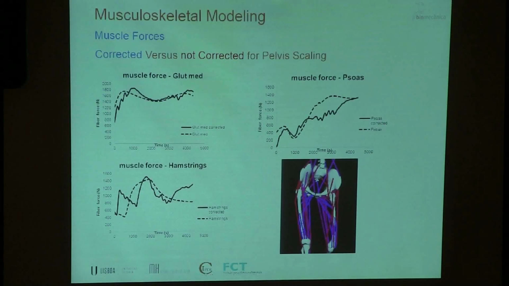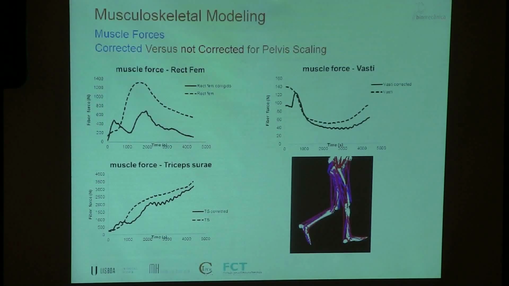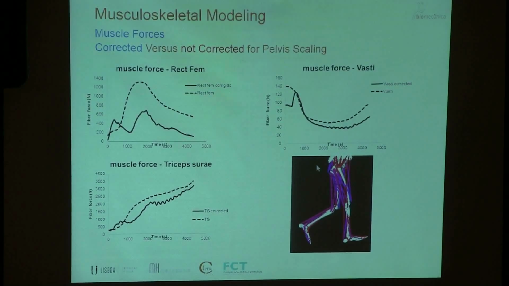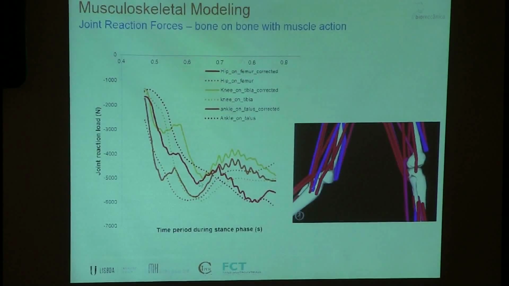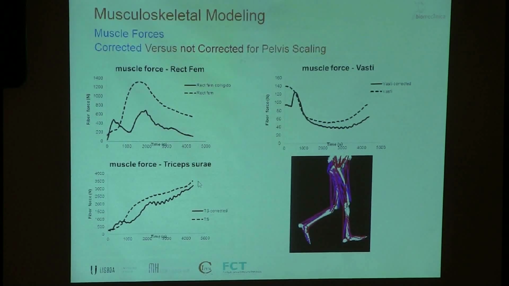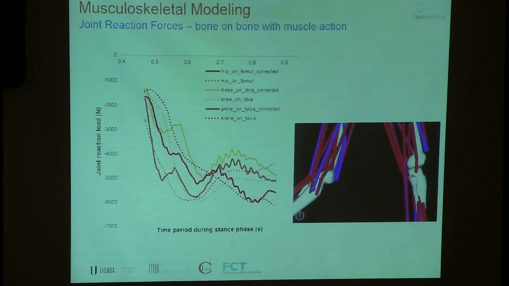So not correcting will tend to overestimate the force that the muscle needs to produce. But this can be very different for rectus femoris, for instance. For the knee muscles, usually that difference is even higher than for the hip muscles. And as a consequence, when we add all the tension that the muscle produces, just a part of the tension of the muscle will perform rotation.